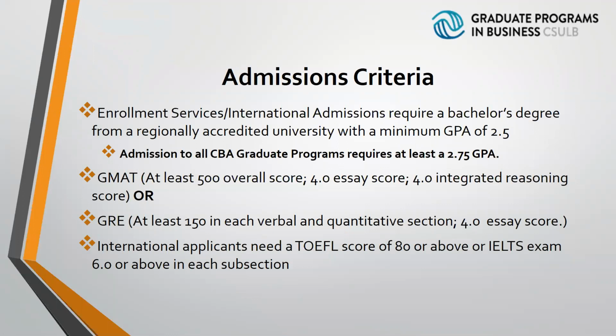So the admissions criteria for Cal State Long Beach is a minimum GPA of 2.5 in your bachelor's degree, and the degree must be from a regionally accredited institution. For the graduate business programs here at Cal State Long Beach, we do ask that students have a 2.75 GPA or higher. We also require the GMAT or GRE exam, and for our international applicants, a TOEFL or IELTS exam.